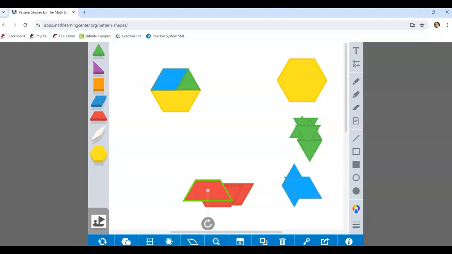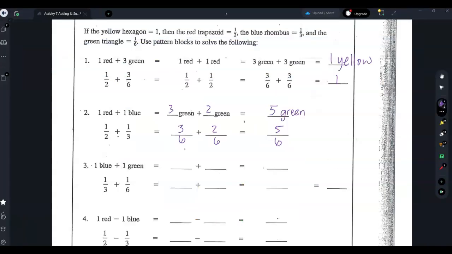So let's change them out. So greens will always work, right? I know that 1 blue is actually equivalent to 2 green. So we started with 1/3 plus 1/6. A third is a blue and a sixth is a green.